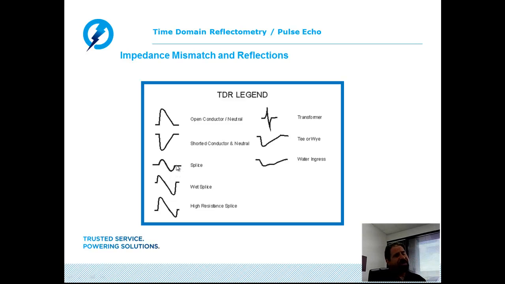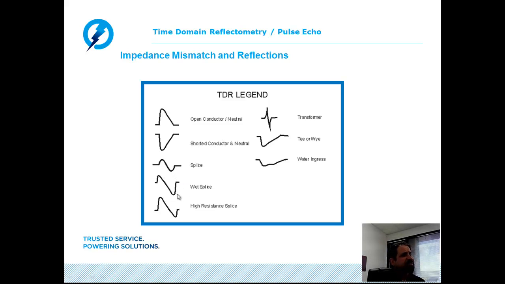So a splice is fundamentally no more than the reflection of the TDR pulse entering the splice and exiting the splice. And again, it should be proportional to the amount of separation that we're pulling apart going into the splice and how much we're coming back together. If the splice is well constructed, there's no source of water ingress or anything in it, this pattern should be somewhat symmetrical. The up and the down should be somewhat symmetrical to one another.